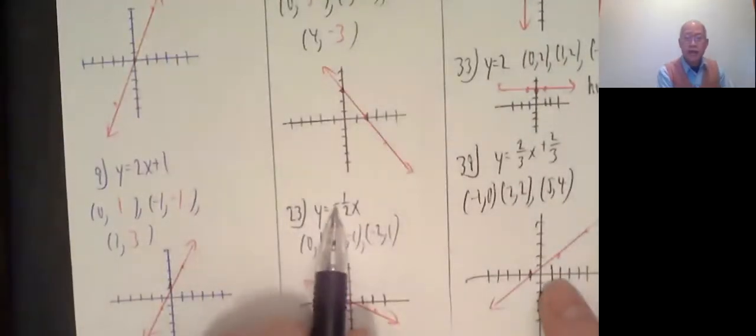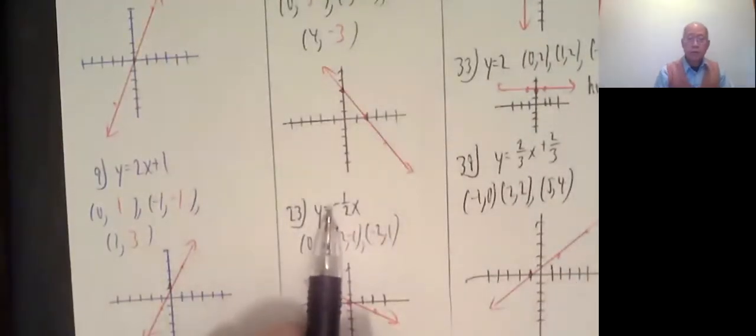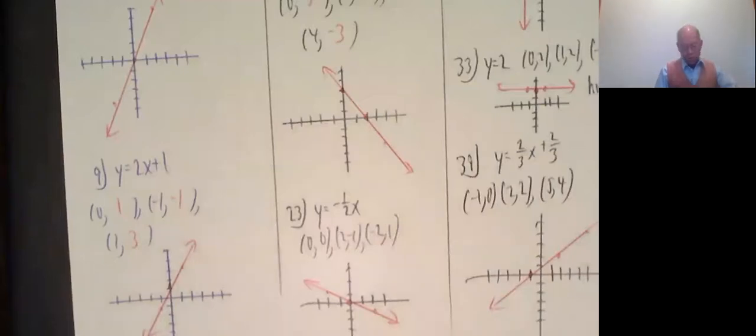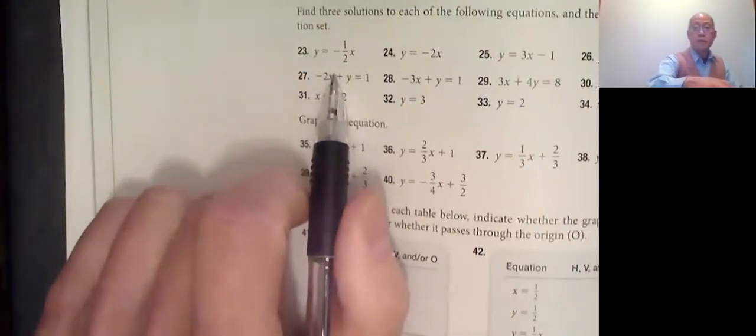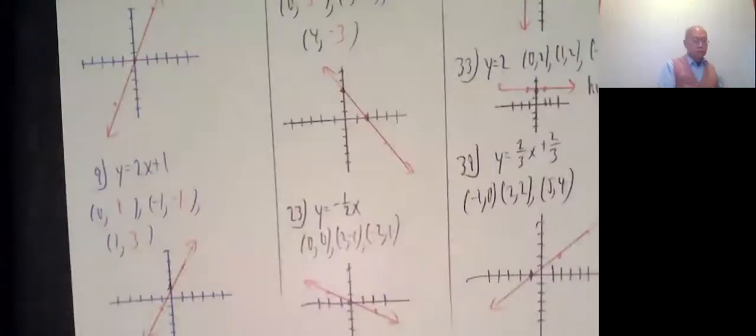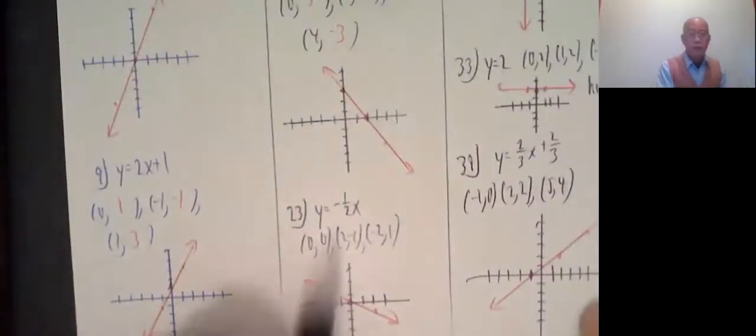(23) y equals negative a half x. Okay, now for this one, you're asked to pick your own points. They don't give you these numbers, so you have to make up your own. So how do I make up my own?